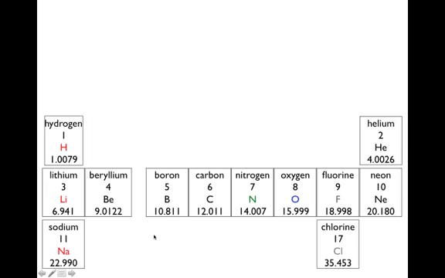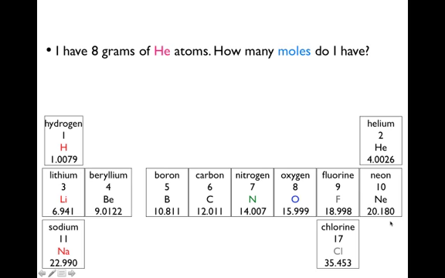So here's a mini periodic table. Obviously not all of the elements are here, but enough that we can answer the questions that I'm going to show you. So, first question. I have 8 grams of helium atoms. How many moles of helium do I have? You can pause and think about this.